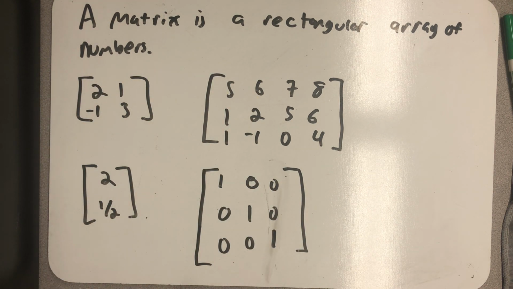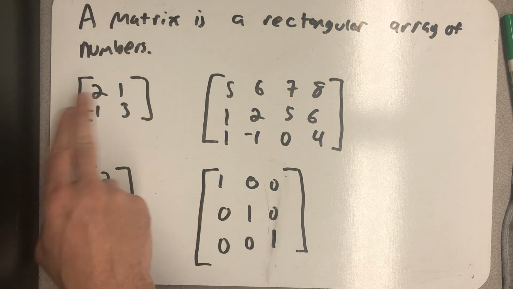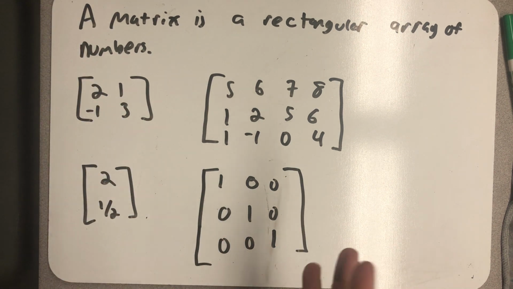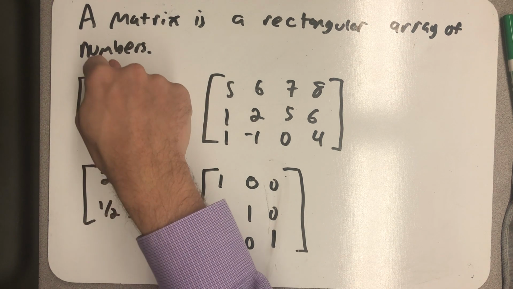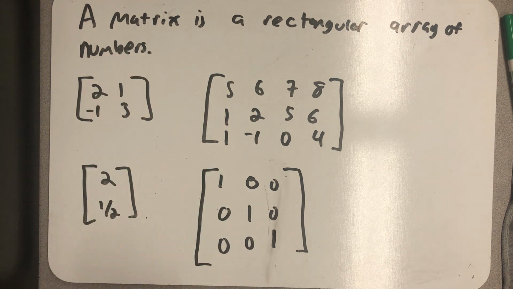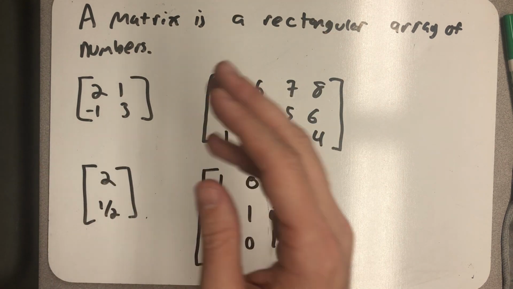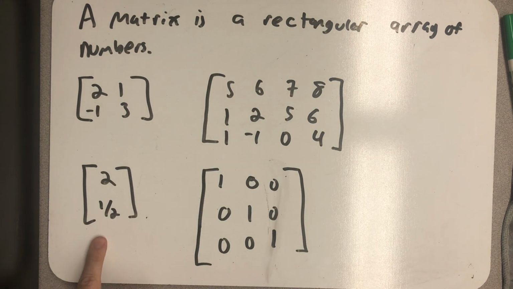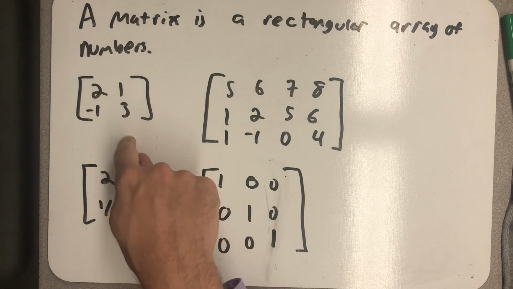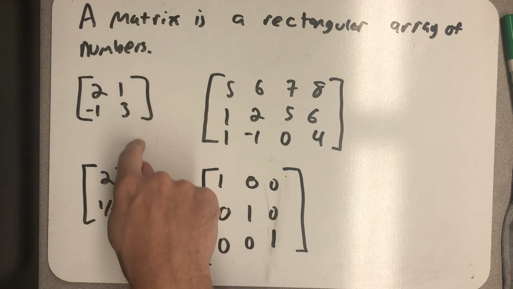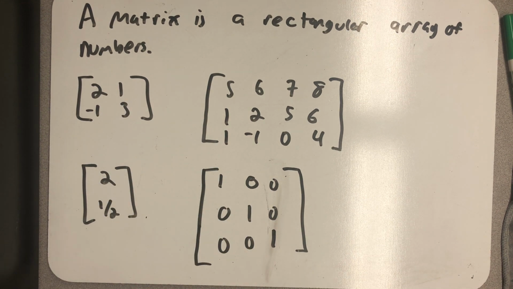So here I simply have a matrix that has 2 rows and 2 columns. We call that a 2 by 2 matrix with entries 2, 1, minus 1, 3. Here I have a 3 by 4 matrix, and when I talk about a matrix, I always say rows by columns. So this is a 3 by 4 because it has 3 rows and 4 columns. Here is a 2 by 1 matrix and a 3 by 3 matrix. These ones are particularly nice. They're called square matrices because they have the same number of rows and the same number of columns.